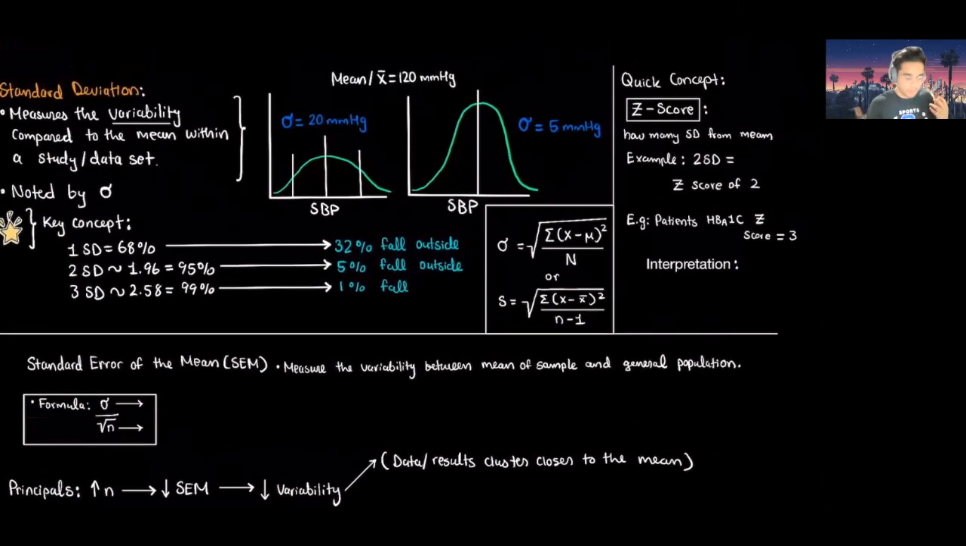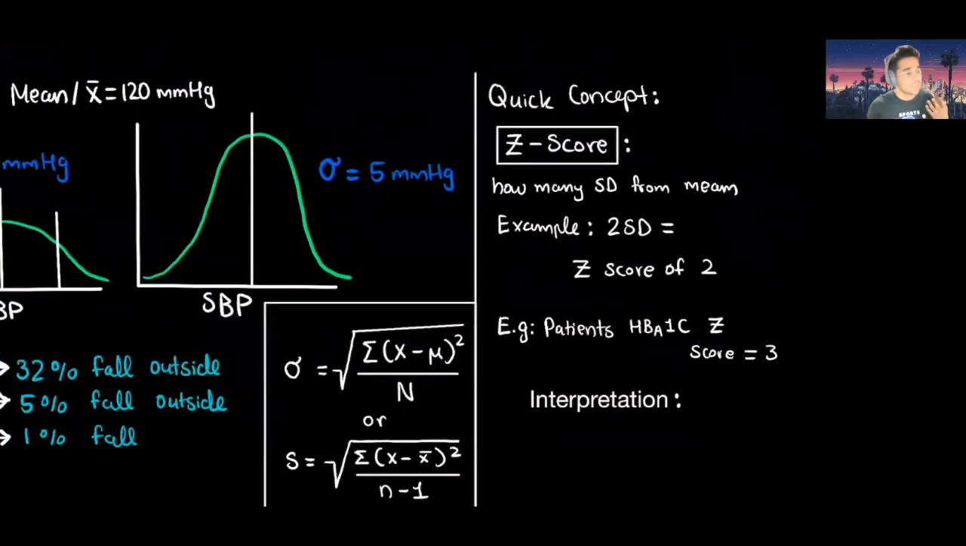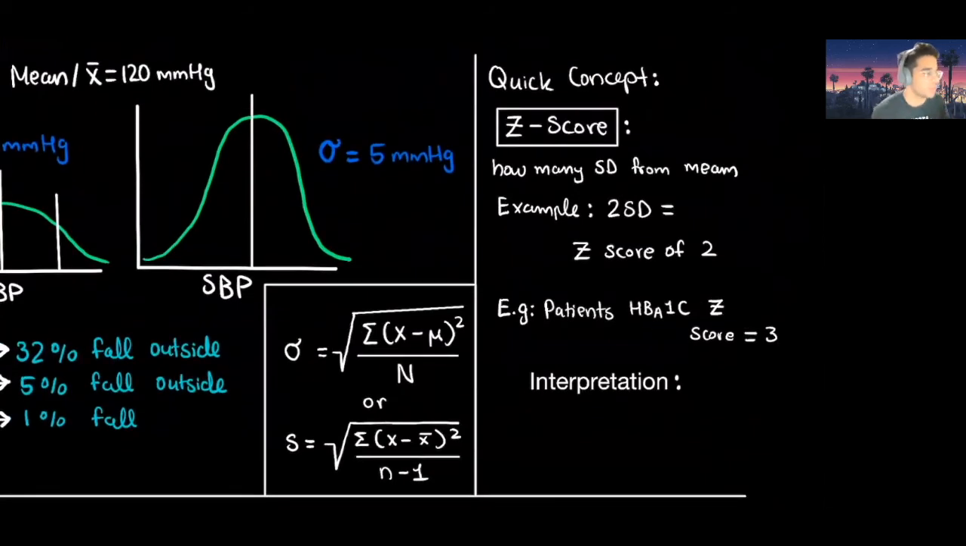And then the final concept I want to address is z-scores. And this is something that's so simple that it can be confusing. The definition of a z-score is essentially how many standard deviations from the mean. So 2 standard deviations, what's the z-score going to be? It's 2. Now, what does this essentially tell us? So why do we even have a z-score? I mean, I can just tell you the standard deviation and you should be fine, right?